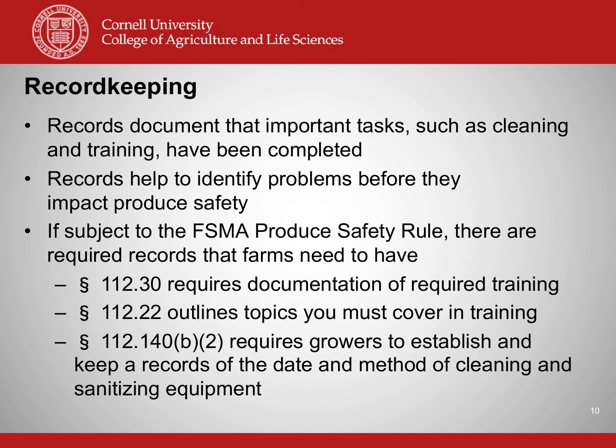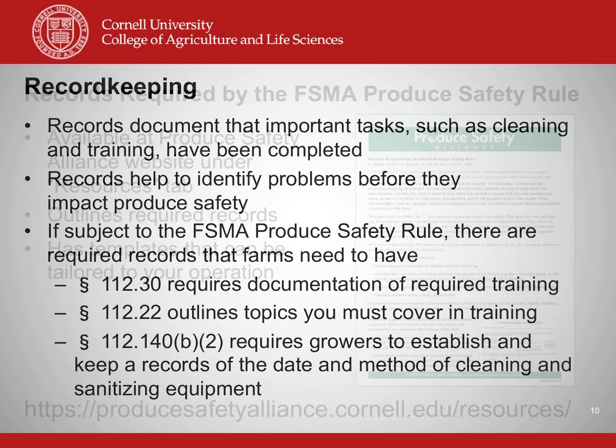Provision 112.140(b)(2) requires that growers subject to the rule establish and keep a record of the date and method of cleaning and sanitizing equipment used in covered harvesting, packing, or holding activities. This record must be reviewed, dated, and signed by a supervisor or responsible party within a reasonable time after the records are made.